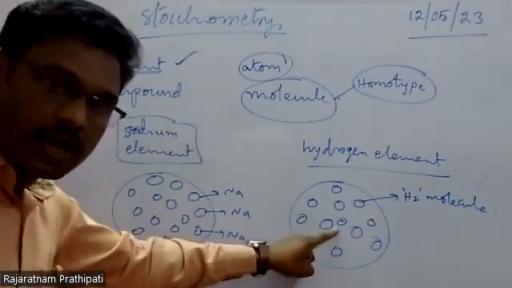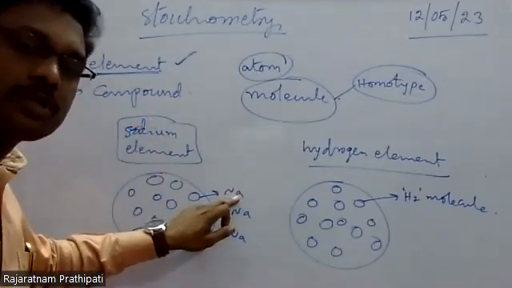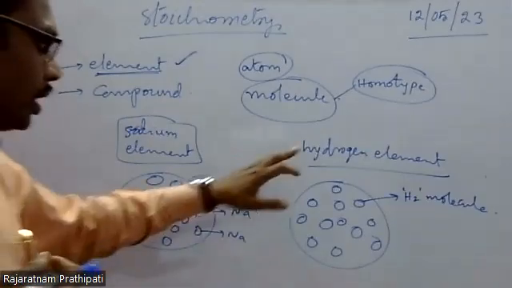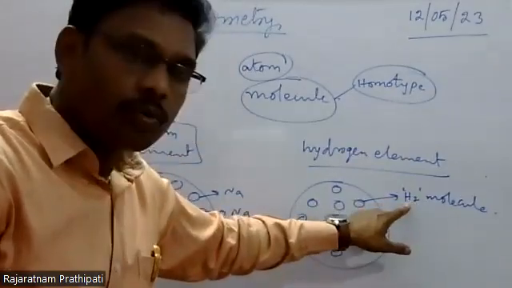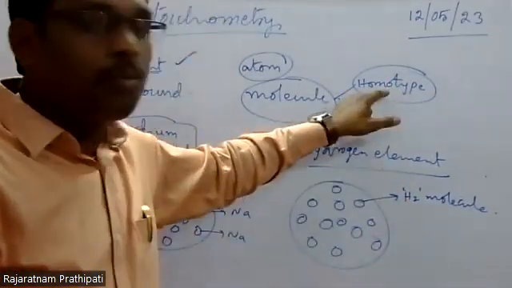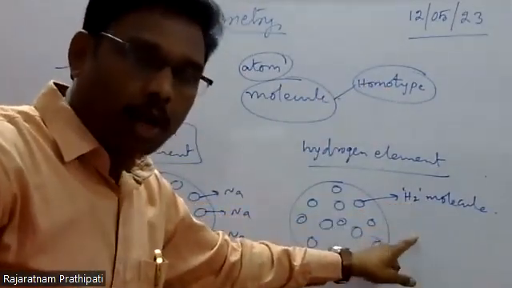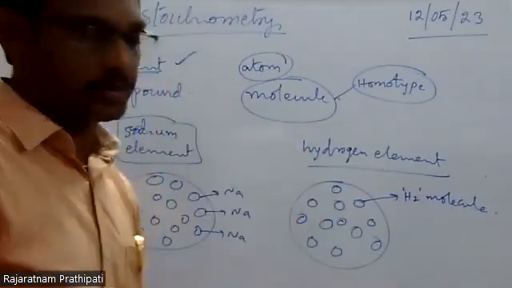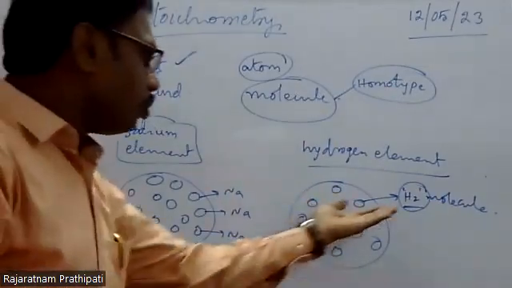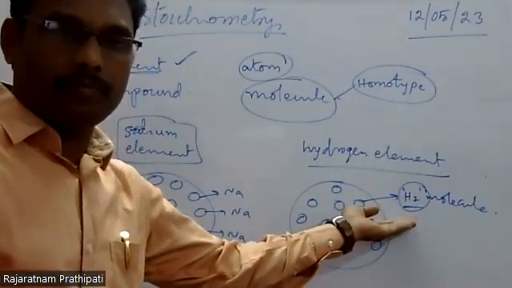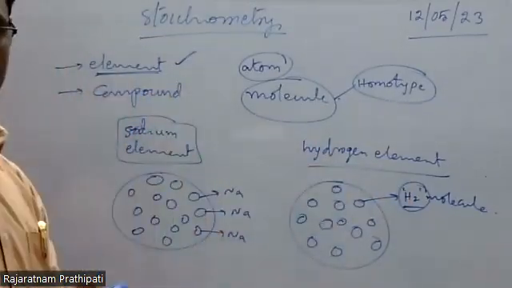This is an element, this is also an element. We have two different types of elements. In this type of element, atoms are the smallest particles. In this type of element, molecules are the smallest particles. That too, which type of molecules? Homotype molecules. Homotype molecules means H2 molecule, N2 molecule, O2, same type of atoms. These are called homonuclear molecules. These two are the elements.